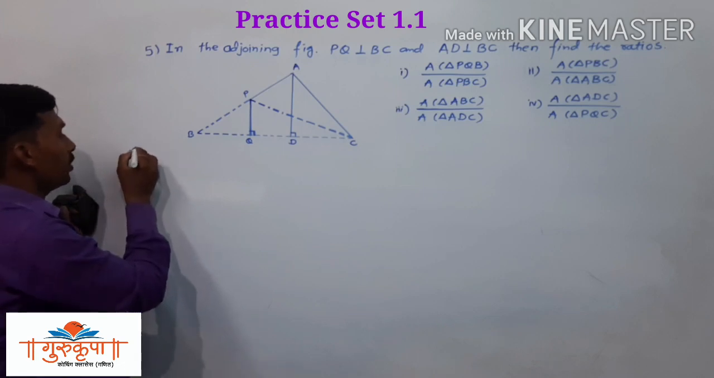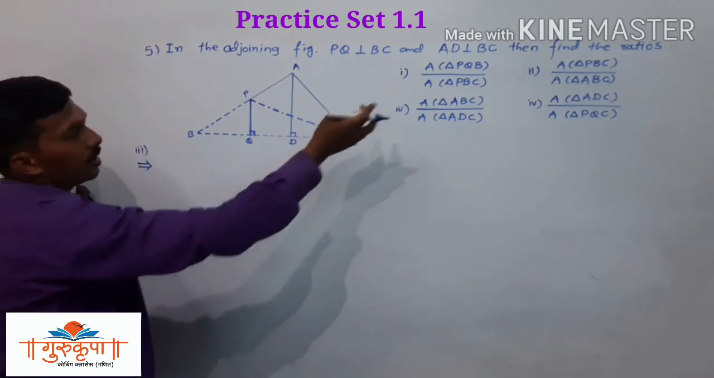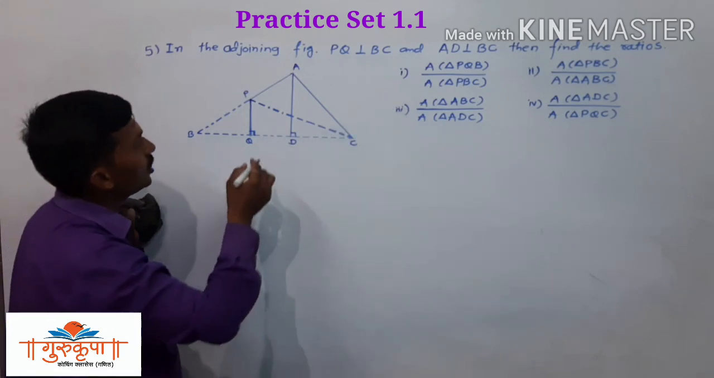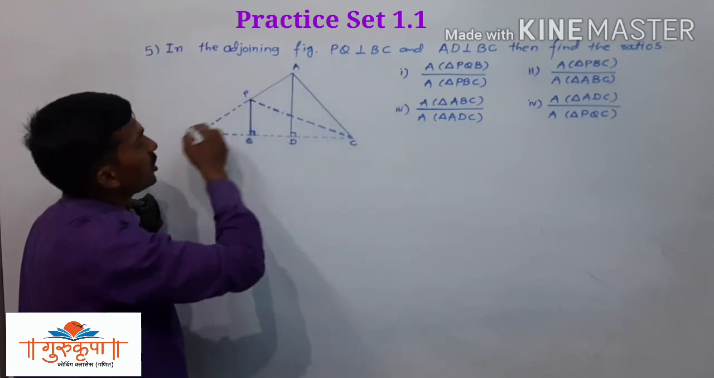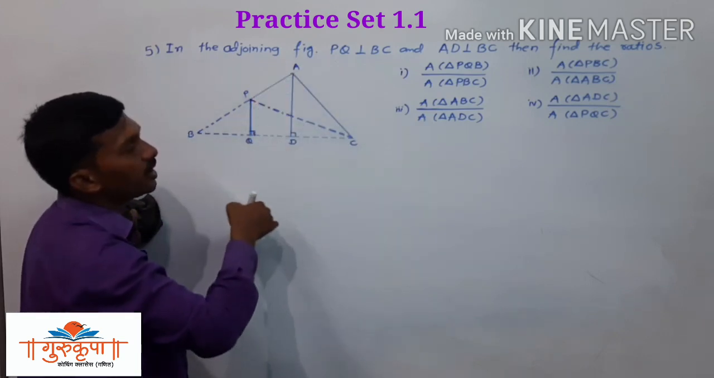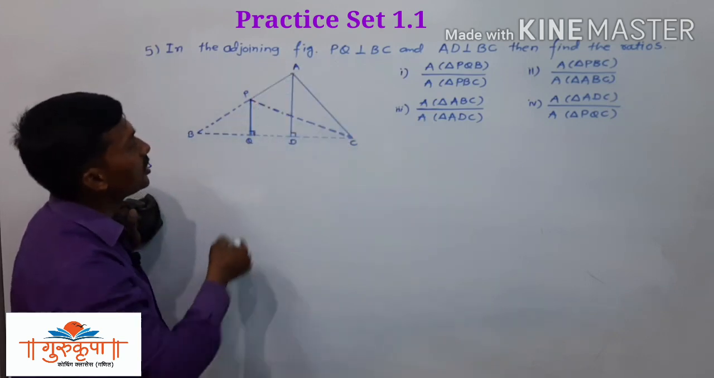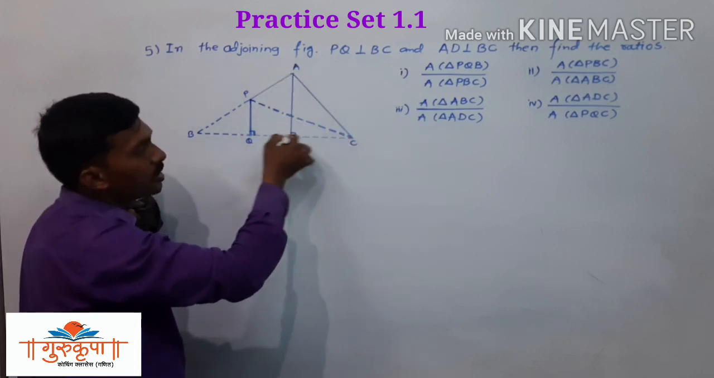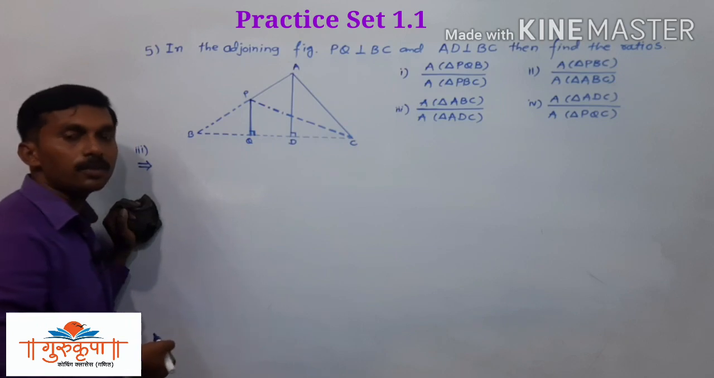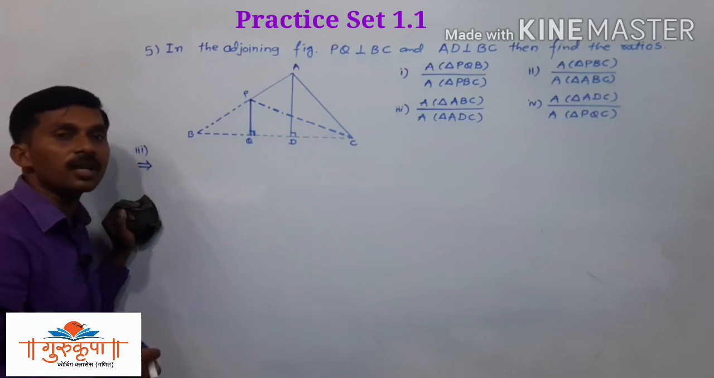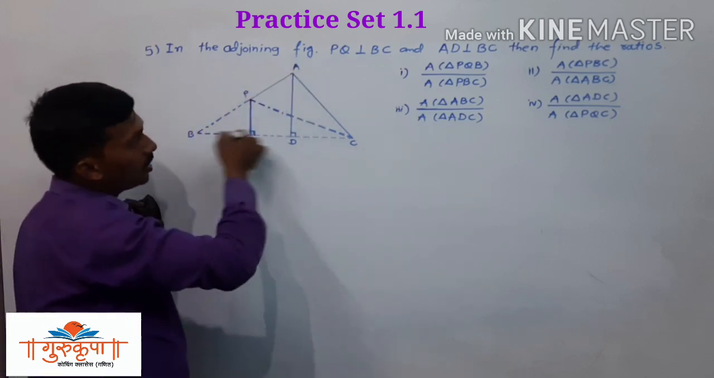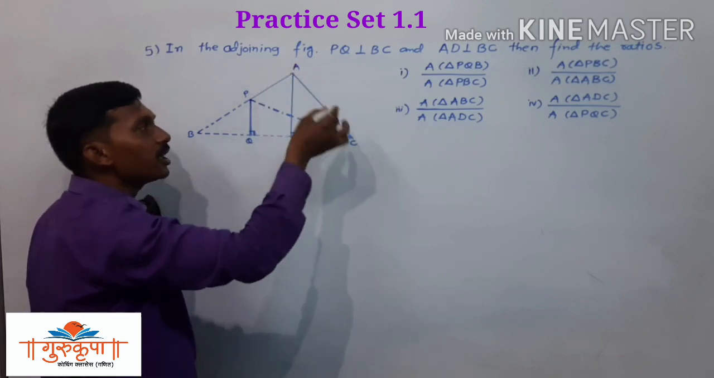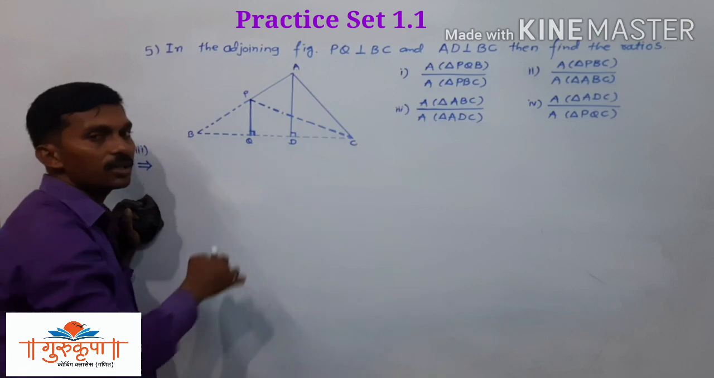Area of triangle ABC upon area of triangle ADC, that is what we have to find. See the triangle ABC: in this triangle BC is the base and AD is the height. Now see the triangle ADC: here the height is AD and the base is CD. Means both the triangles have equal heights. For triangle ABC the height is AD, and for triangle ADC also the height is AD.